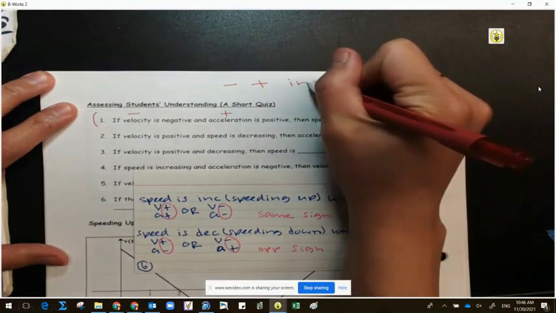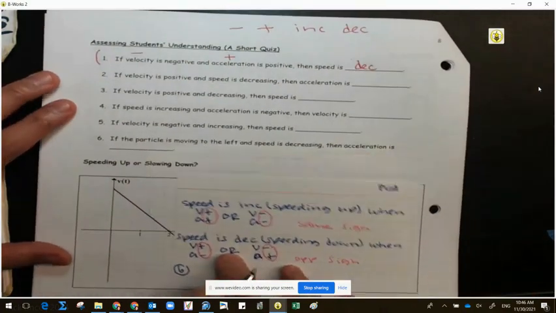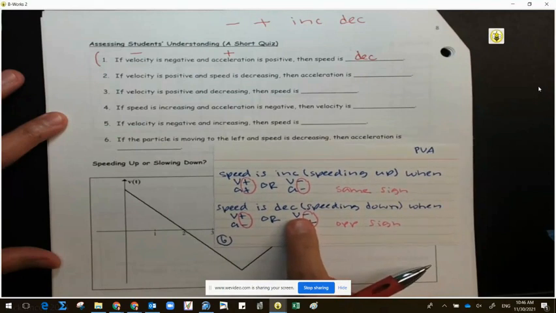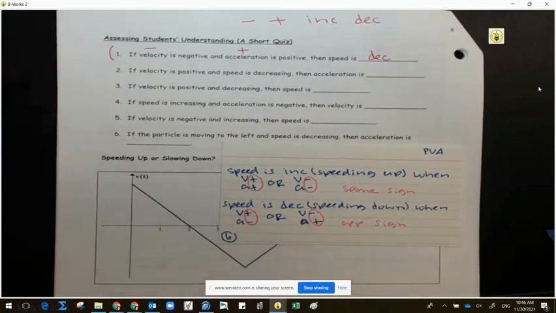So with a partner, let's spend about 2 minutes to fill in the rest of them. And yes, I will go over some of them. And I'll leave this card up here in case you need it. 2 minutes.